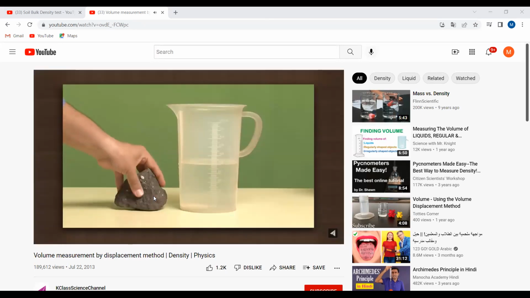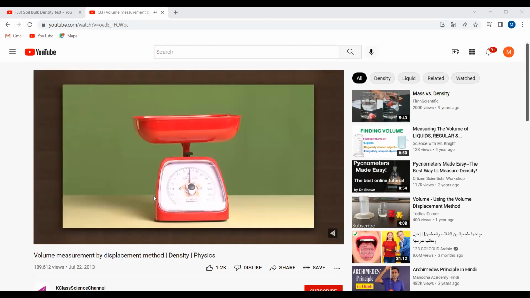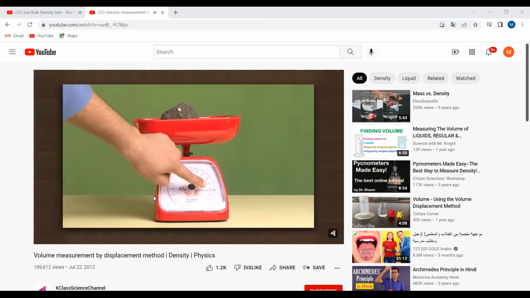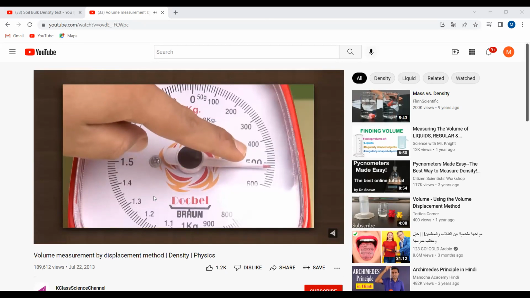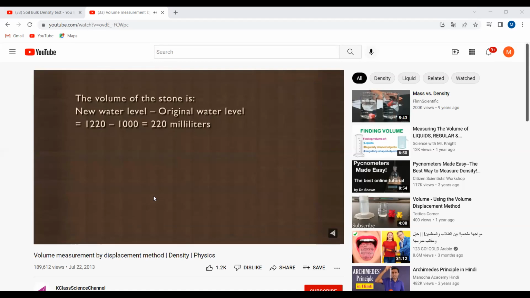Here, we have a stone and a measuring jar filled with water. We have taken 1000 milliliters of water here. Weigh the stone. It weighs 520 grams. Now put the stone in water. The water level rises to 1220 milliliters. So the volume of the stone is new water level minus original water level. That is 1220 minus 1000 gives 220 milliliters.